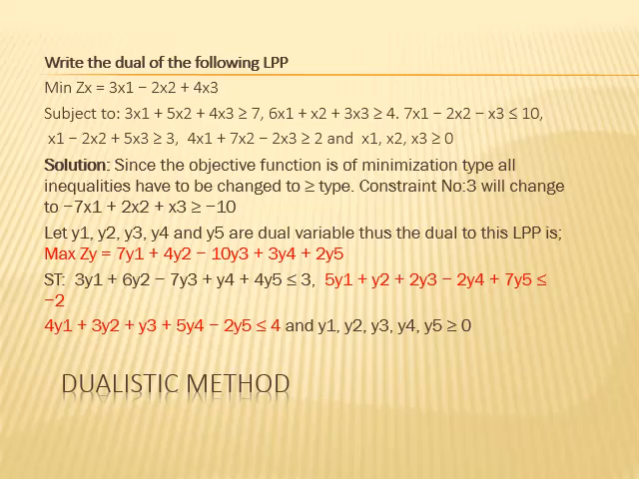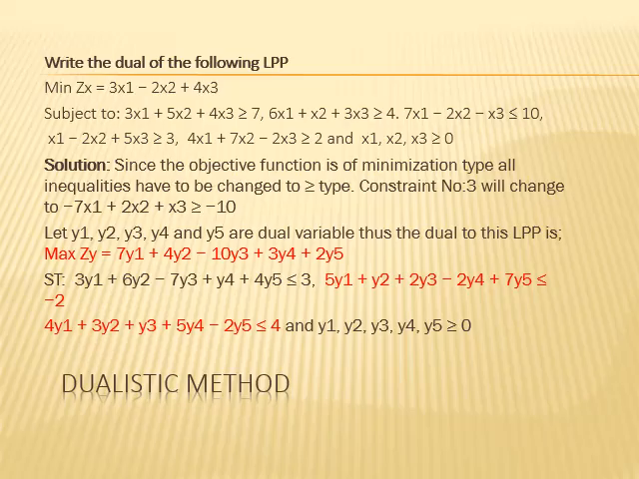This is not okay, because this constraint is less or equal, and the constraints of minimization must be more or equal. The first constraint is x1 negative 2x2 plus 5x3 more or equal 3, and the last constraint is 4x1 plus 7x2 negative 2x3 more or equal 2. x1, x2, x3 more or equal 0.